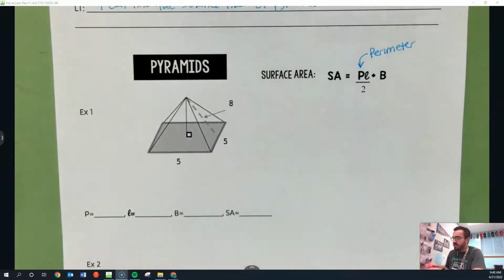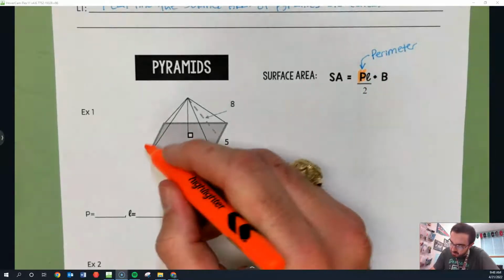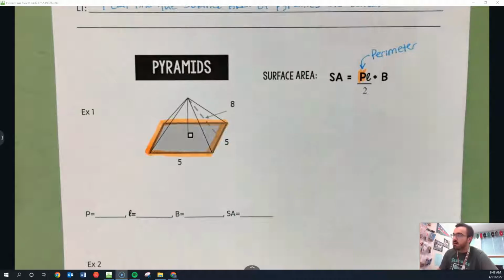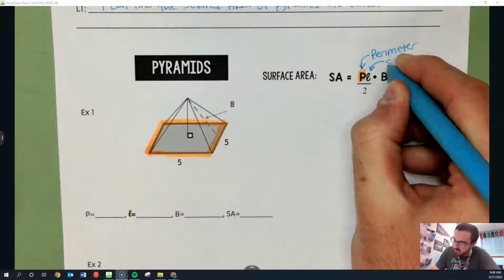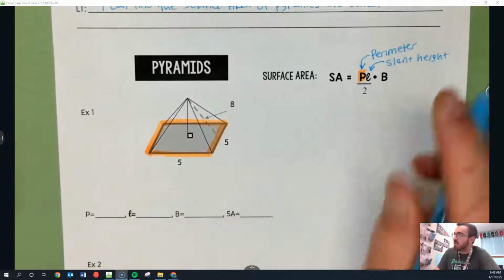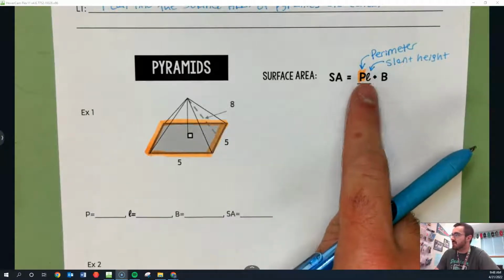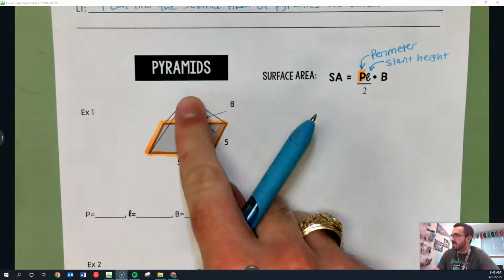So let's go ahead and show you what that would look like. So the perimeter of the base, in this case, it's a square. So we're going to find the perimeter of that base. L stands for what's called the slant height. I know that's kind of weird. It's just a cursive L, but it stands for slant height. And that makes sense because the slant height is slanted.